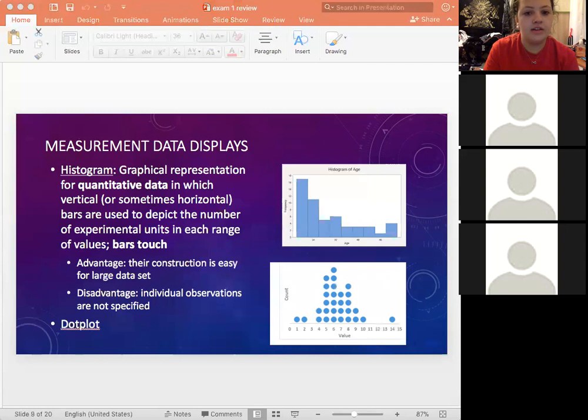All right, and we did talk a little bit about measurement data displays. So when we have a bunch of our variables, for this example, we're going to talk about quantitative first.